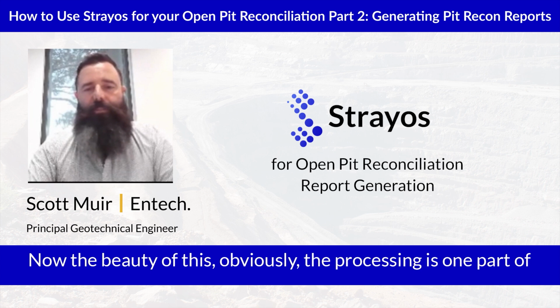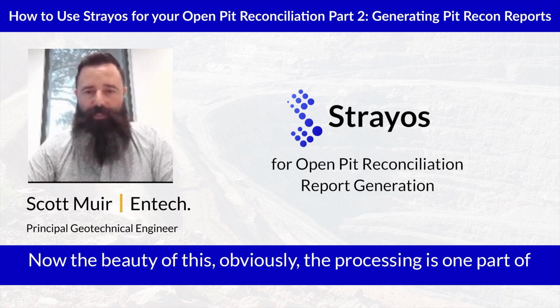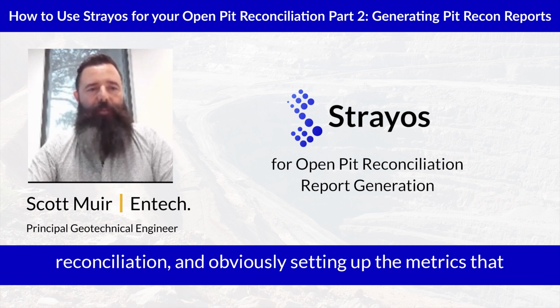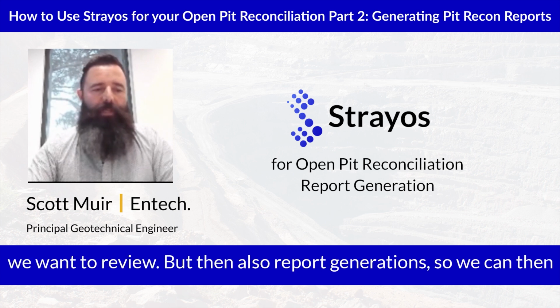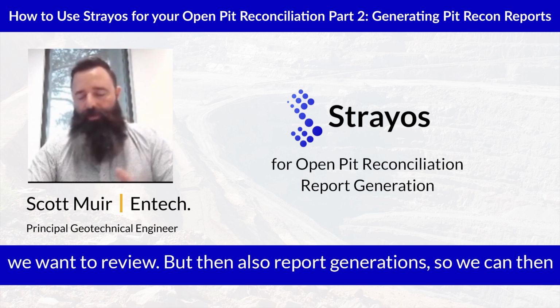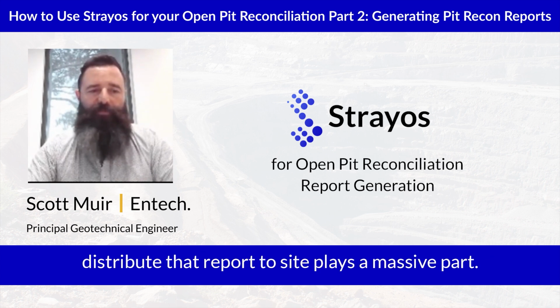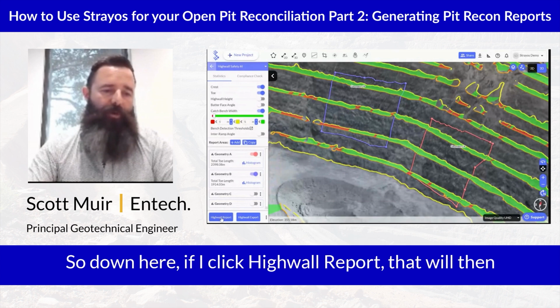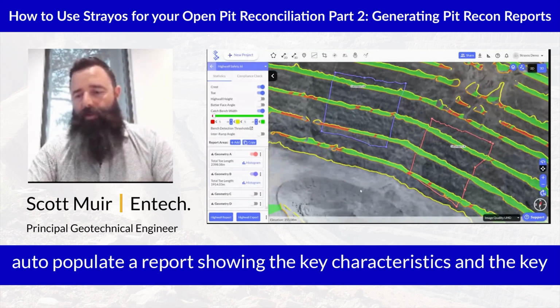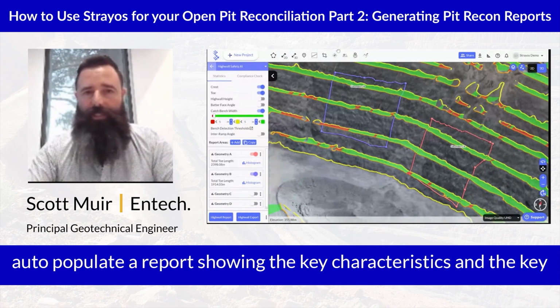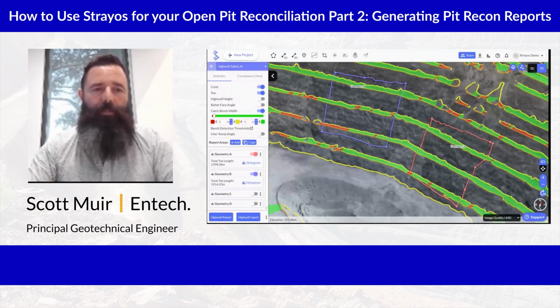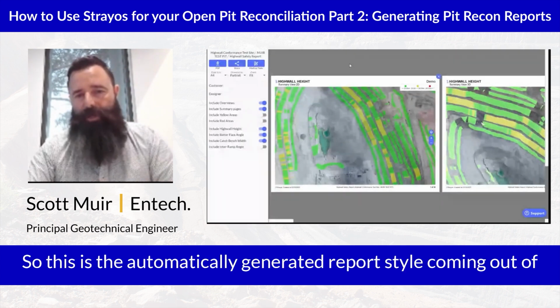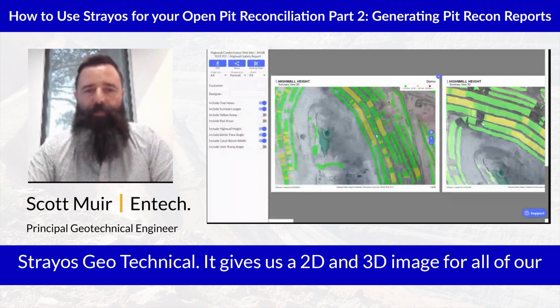Now, the beauty of this, obviously, the processing is one part of reconciliation, and obviously setting up the metrics that we want to review. But then also report generation, so we can then distribute that report to site, plays a massive part. So down here, if I click high-wall report, that will then auto-populate a report showing the key characteristics and the key statistics based on what we have. So this is the automatically generated report style coming out of Strayos Geotechnical.